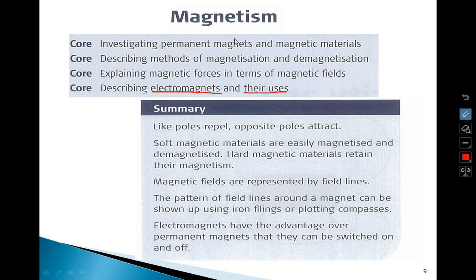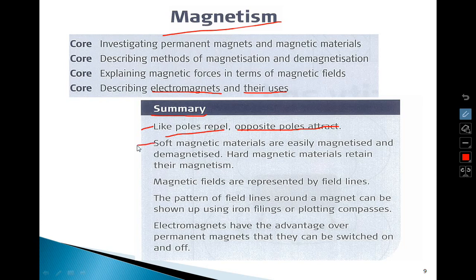So what's the summary of the topic of magnetism? Number 1, like poles repel each other and opposite poles attract each other. So the same ones repel each other and the different ones, NS for example or SN, attract each other. So there are two types of forces, repulsion and attraction, depending on the poles.